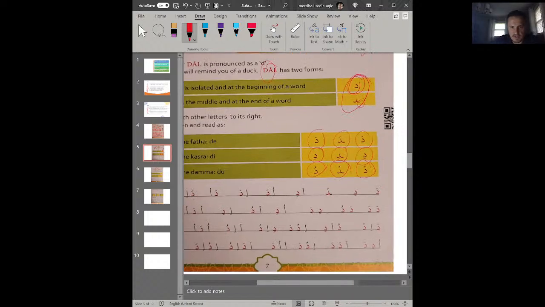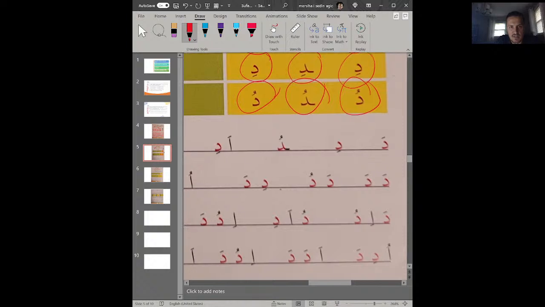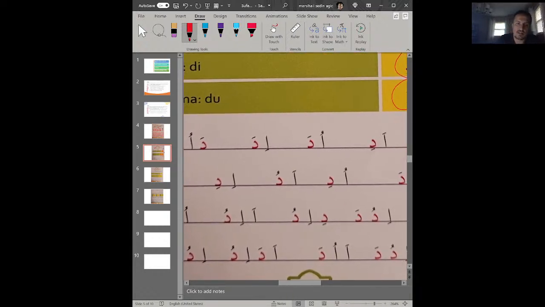We go with the first line here. I'll just make it bigger so you can see what you have in the book and follow, and then I will move on. Now let's see. This one you say Da, short. Kasra, Di. Damma, Du. So Da, Di, Du. Okay, let's go next. Now we have the letters from yesterday and today: yesterday Alif, and today Daal.